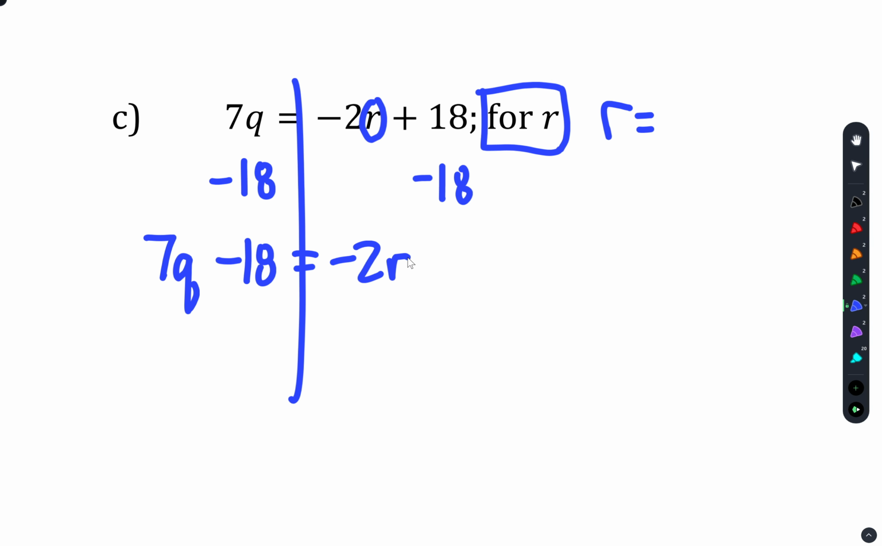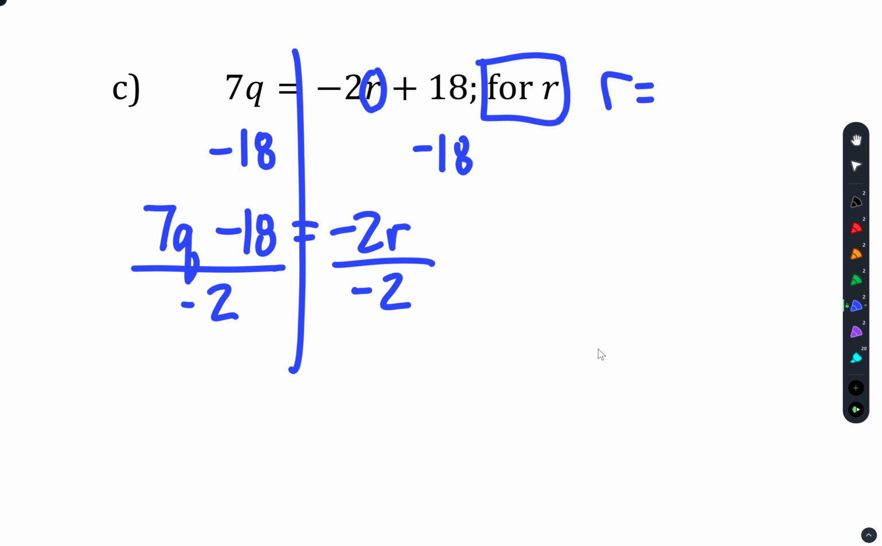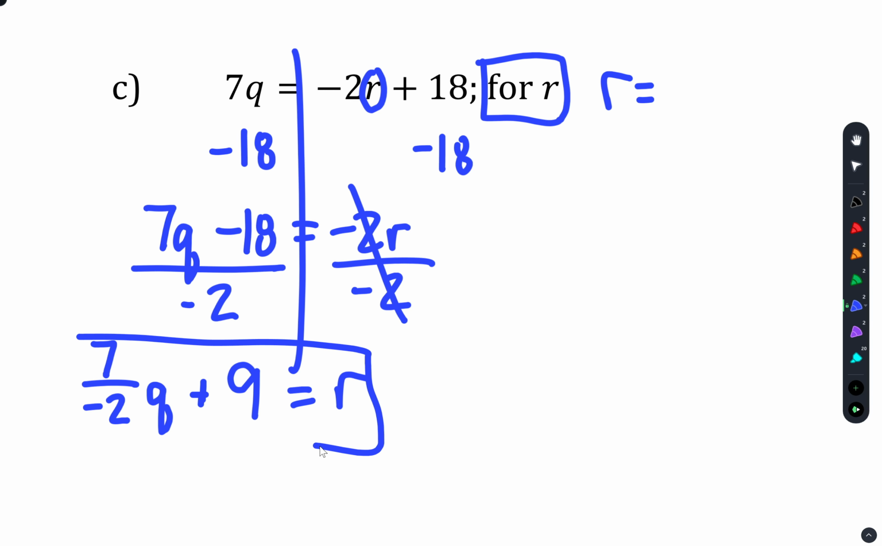Then what? Autumn? Divide everything by negative 2. That means the negative 2 cancels out over here. 7 divided by negative 2, I can literally just write that as 7 divided by negative 2. Don't forget your q. Negative 18 divided by negative 2: two negatives make a positive 9. And that equals r. R's by itself, I'm done. Questions on this?